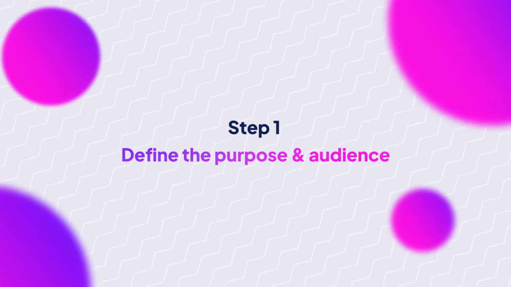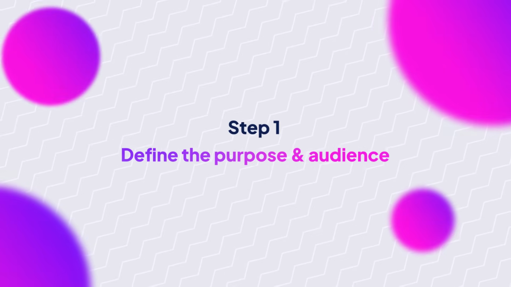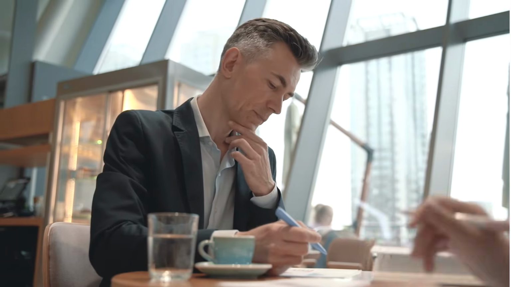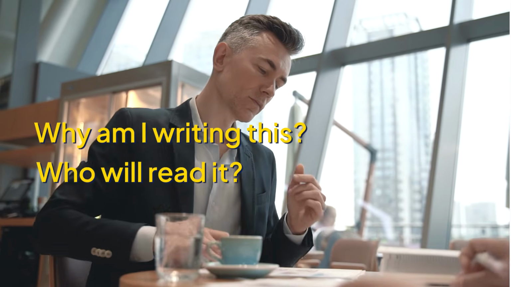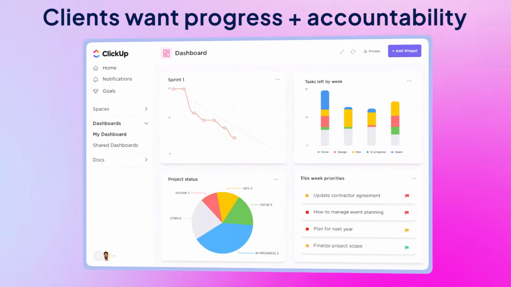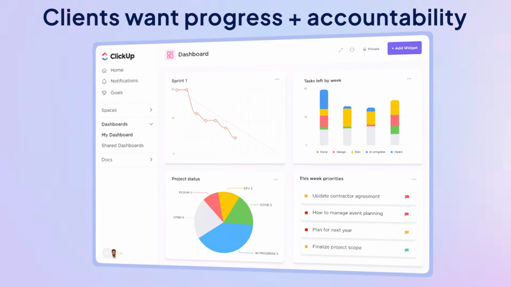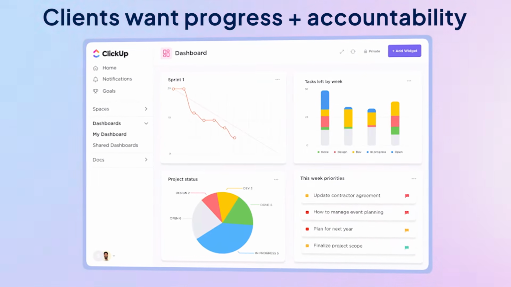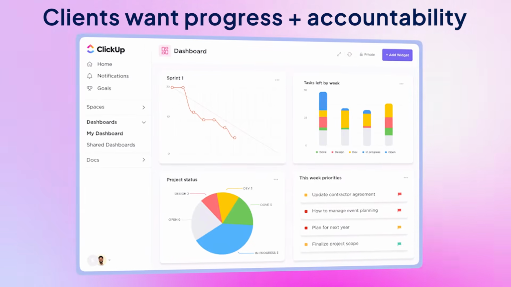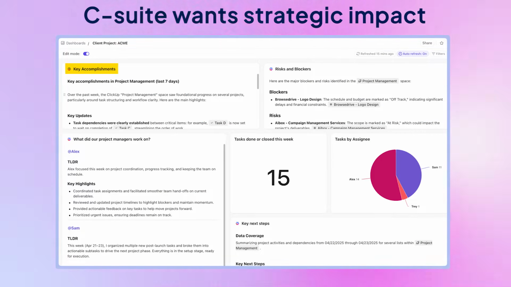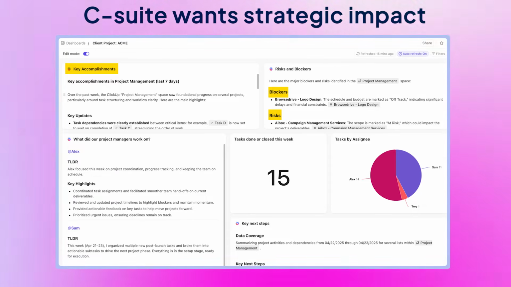First things first, before you write a single word of your report, take a step back to define its purpose. Ask yourself, why am I writing this, and who will read it? For example, your clients may want a project report that shows clear progress, delivered value, and accountability for outcomes. But the C-suite wants a project report that highlights strategic impact, risks, and ROI at a glance.